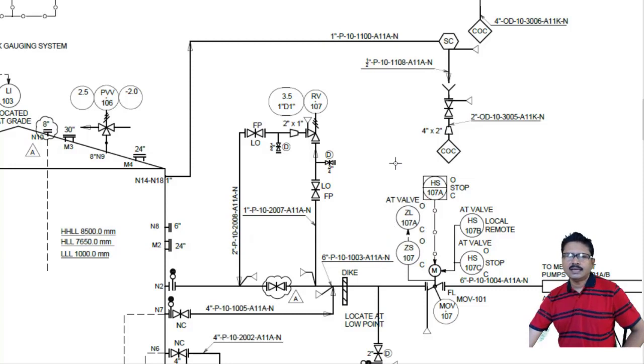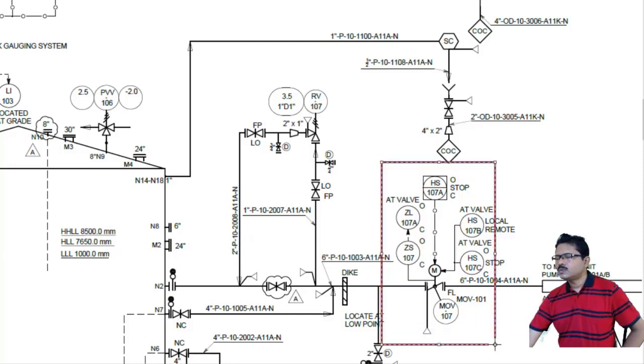We can see here that all the instruments connected with a particular control system or control loop are identified by a unique number. In this case, we can see here it is 107A, it is 107B, it is 107C, it is 107, it is 107, it is 107A. From this we can easily understand that these all are related with this part. This part means related with the operation of this motor operated control valve, which has the tag number MOV107.